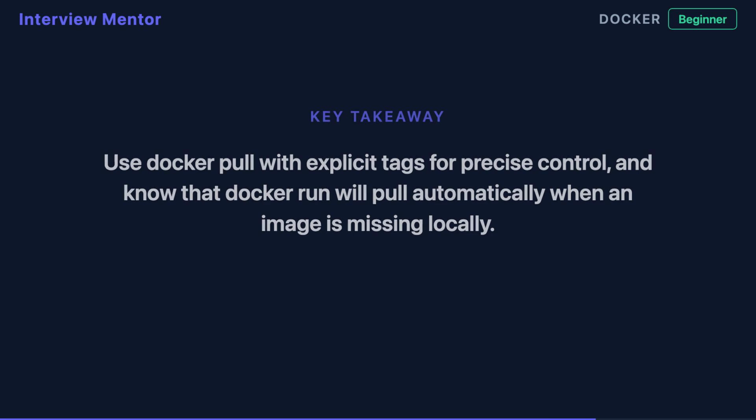registry.example.com/myapp:v1. To pull Docker images, use docker pull with image name and tag. And remember, docker run handles pulls automatically if the image isn't local.